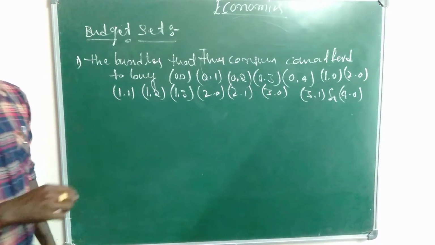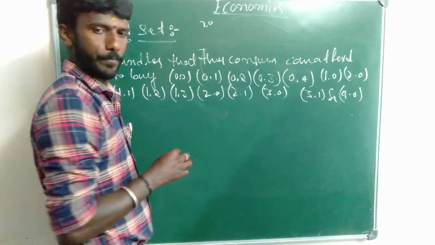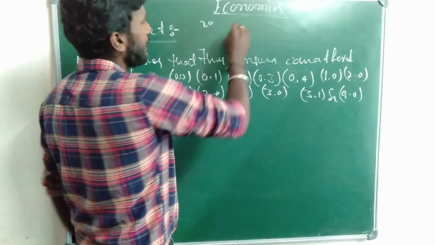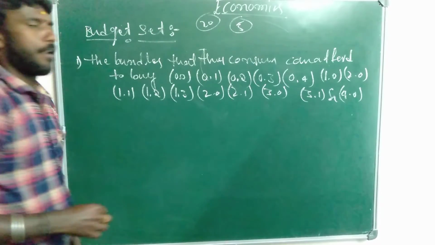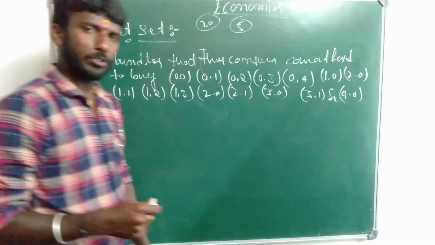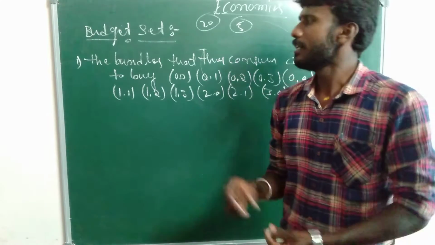See, consumer income is 20 rupees, two commodities and each price is 5 rupees. Now here I already told that the consumer has 3 options.